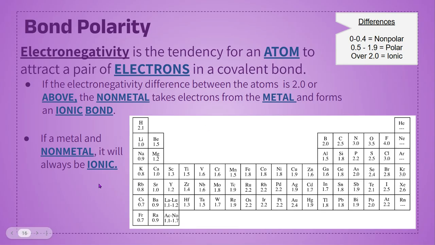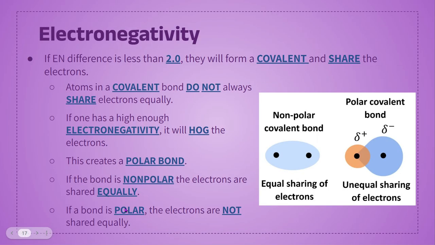So here's the other thing. If you look at a compound and you see that you have a metal and a nonmetal, it's automatically going to be ionic. You don't have to look at the electronegativity values. If you see one metal and one nonmetal, you're going to classify that as ionic. So let's talk about what happens in covalent bonds.